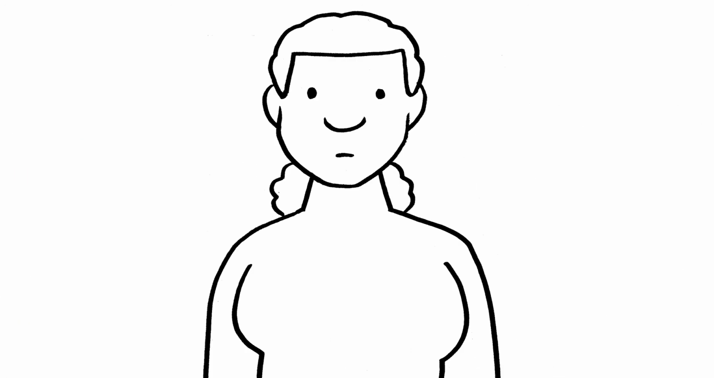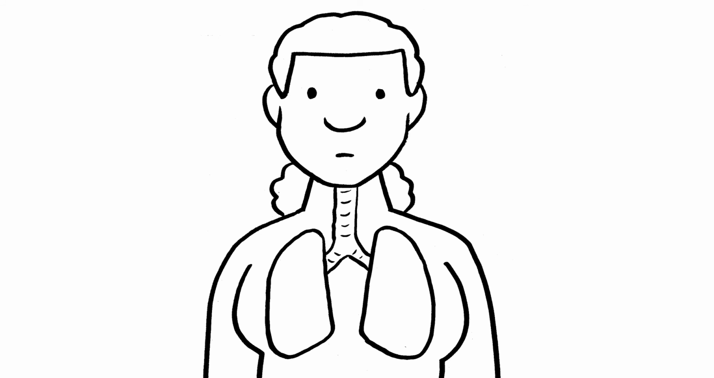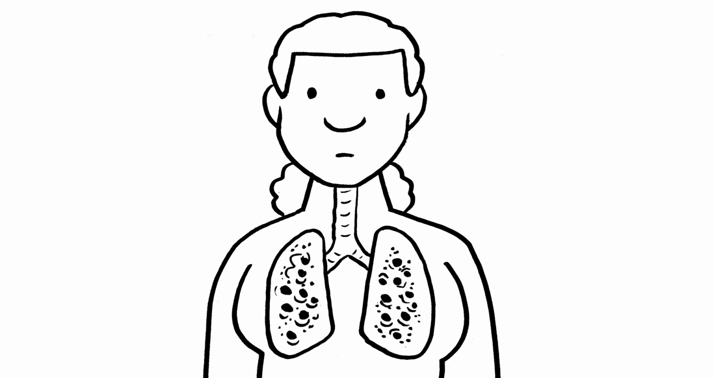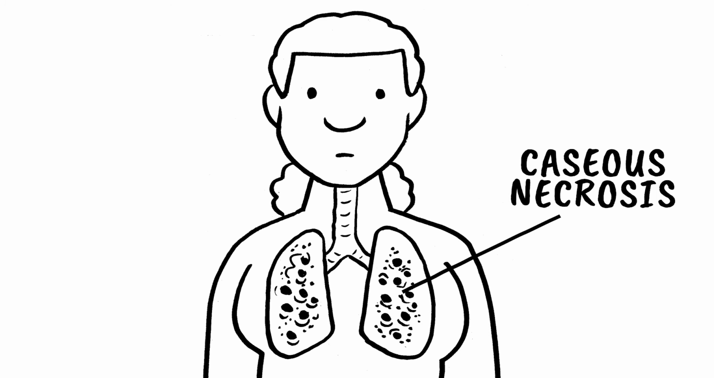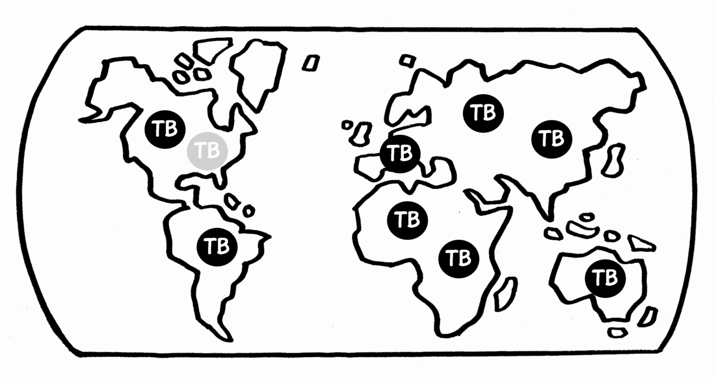As the immune system attempts to destroy the bacteria, damage to the lung tissue results, causing a cheese-like appearance known as caseous necrosis. Clinical signs of tuberculosis include chronic cough, hemoptysis, and weight loss. Up to 20% of patients with active tuberculosis, however, may present with no symptoms.